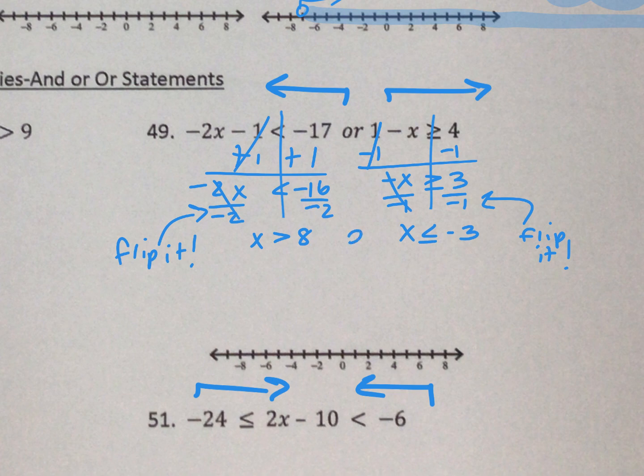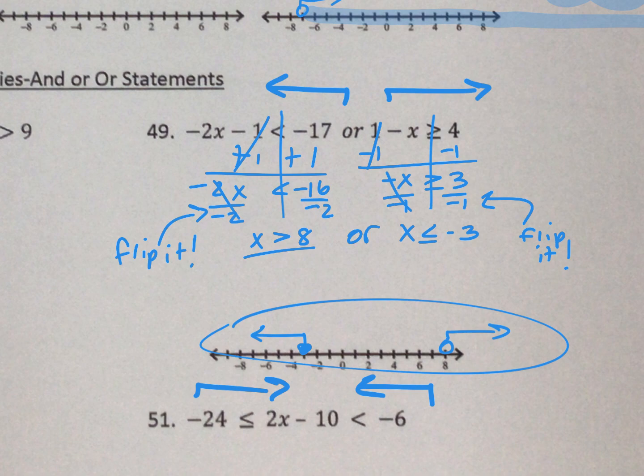Let's start with this one. Greater than 8. That's an open dot, and it's shaded to the right. Less than or equal to negative 3. That is a closed dot, shaded to the left. And that's it. Notice how the graphs look similar to what I said.